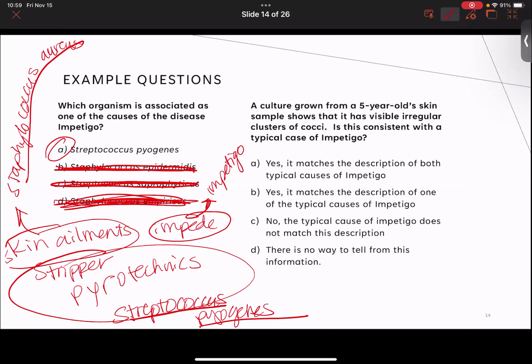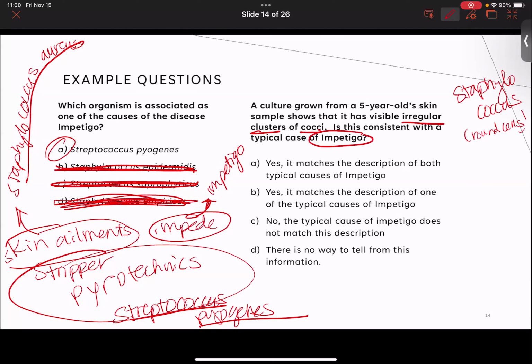All right. A culture grown from a 5-year-old's skin sample shows that it has a visible irregular cluster of cocci. So we have our grape-like clusters. So that is our staphylo. We already know that, right? We're coming all the way back, y'all, to unit 1 with that one. So irregular clusters, cocci. So it's a staphylococcus, probably. Round cells, spherical cells, whatever you want to call it. And we're talking about impetigo.